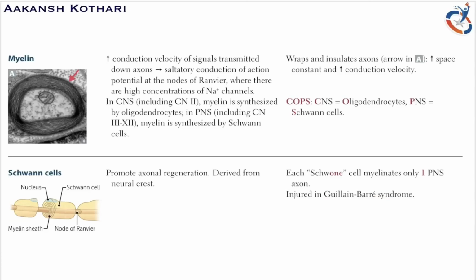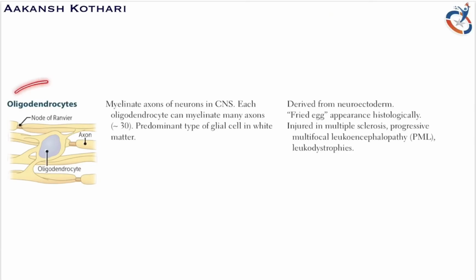Okay, the Schwann cells are derived from the neural crest cells. Now, what are neural crest cells? Please check the embryology module to know more about the neural crest cells. Is it clear? I'm talking about the last type, that is the oligodendrocytes, which produce the myelin sheath of the central nervous system neurons.